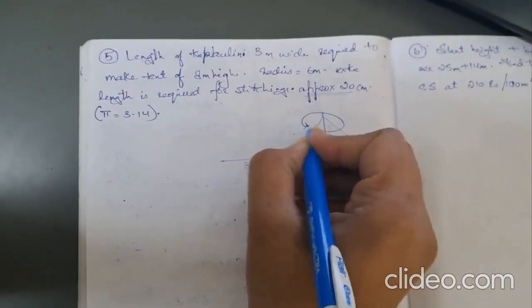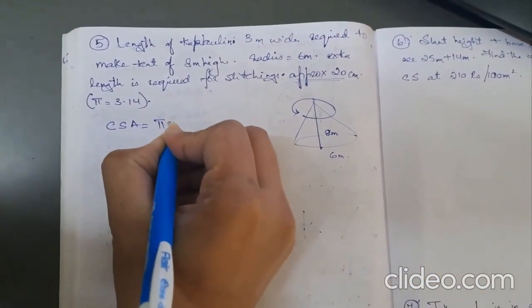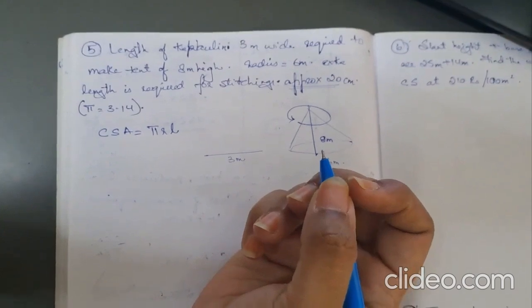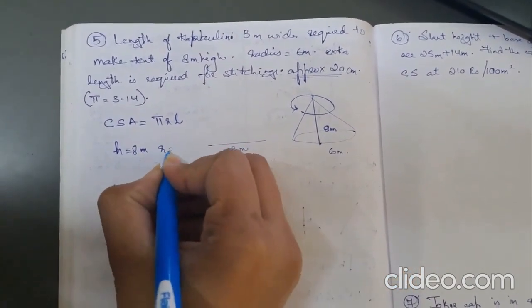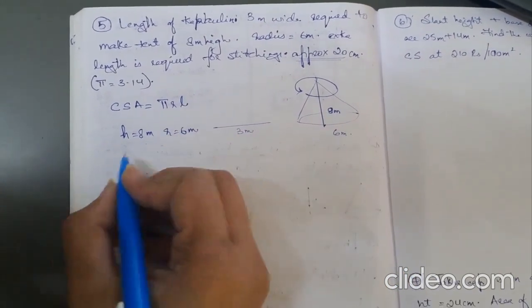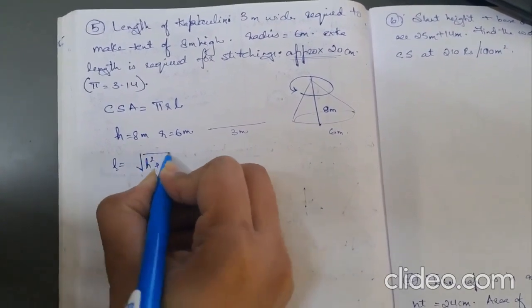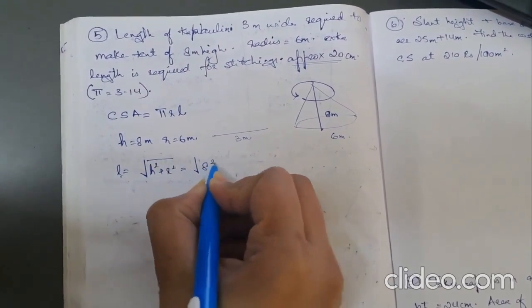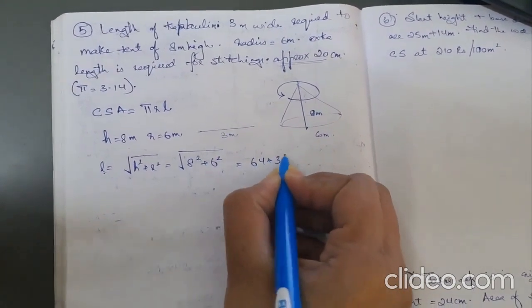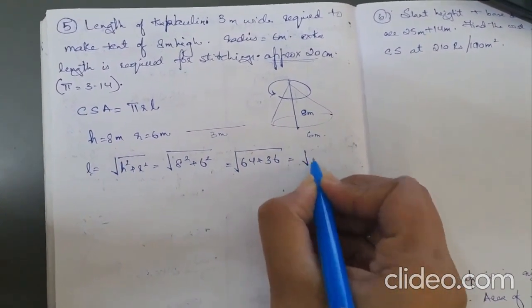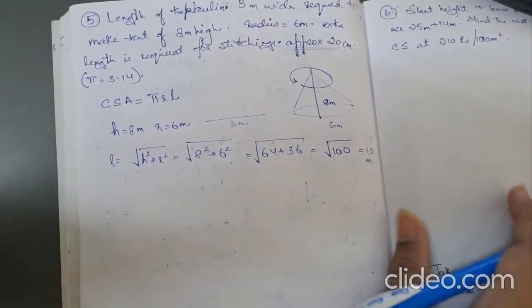So I need to find the CSA. The CSA formula is pi r L. But do I have my L? No, I don't have it. I have my H, which is 8 meters, and my R, which is 6 meters. So I have to find my L. L is equal to the square root of H square plus R square, so that is 8 square plus 6 square, which is 64 plus 36, which becomes root of 100, which is equal to 10 meters.